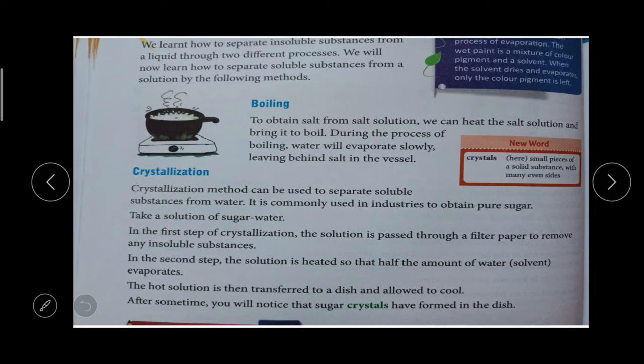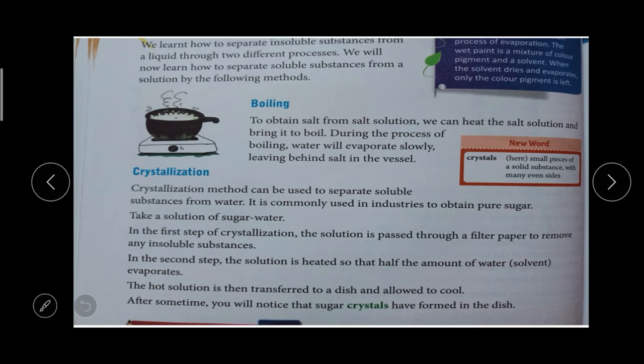Then crystallization. The second process is crystallization. This process is also used to separate the soluble substance from the water. It is commonly used in industries to obtain sugar. Sugar is a crystalline type, so this method is used in industries to get pure sugar.